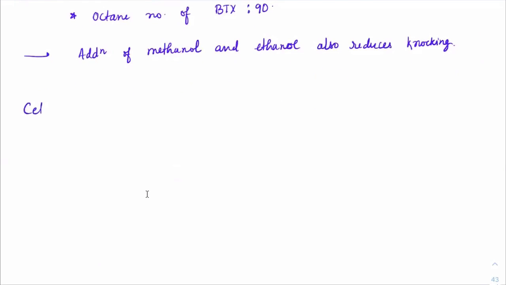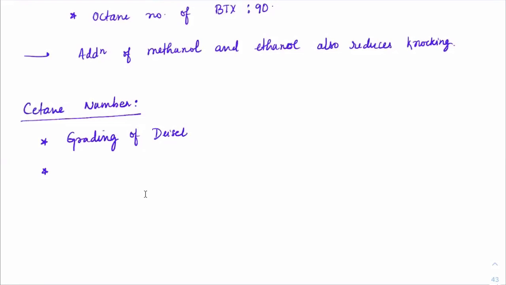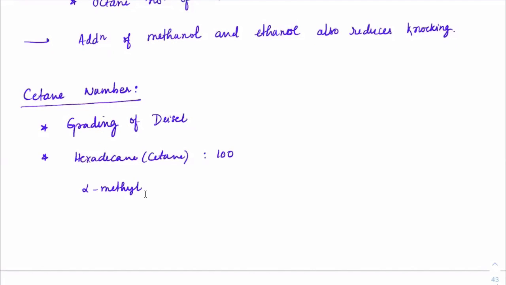See now, the next term is cetane number. Cetane number is used for grading of diesel. Cetane is nothing but hexadecane, which we call cetane. It is assigned as 100, while alpha methyl naphthalene is assigned 0, based upon the same property. Here also we'll check the mixture of both cetane and alpha methyl naphthalene, and compare what is the best fuel, the best efficiency of the diesel.